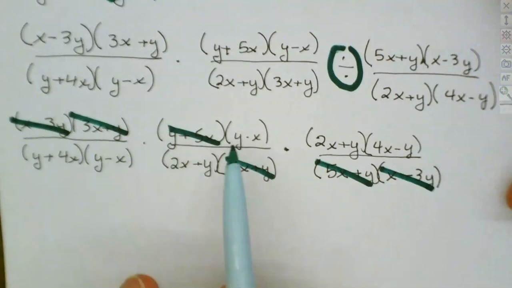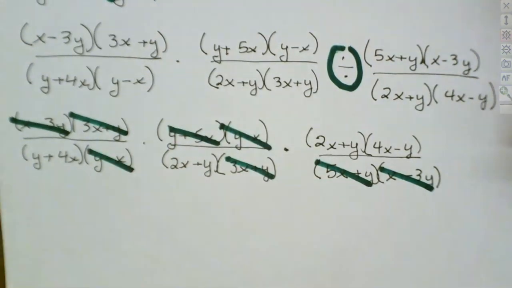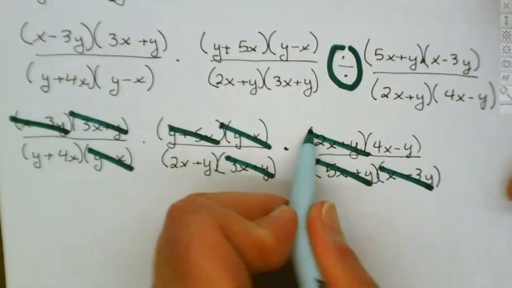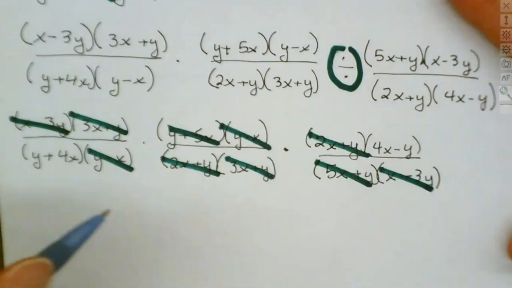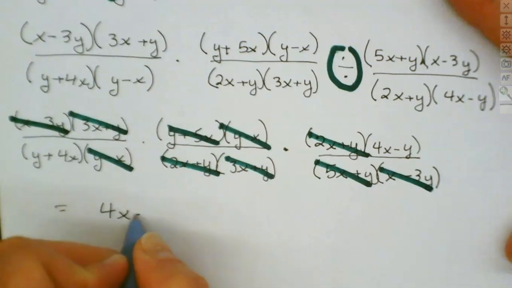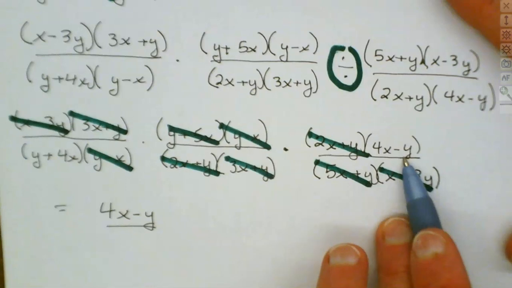And we have a y minus x and a y minus x here and here. That can go. And we've got, let's see, a 2x plus y. That can go, and that can go. And so what is left over? What did not have a pair to match with it? Well, we have a 4x minus y in the numerator because nothing cancels with that.